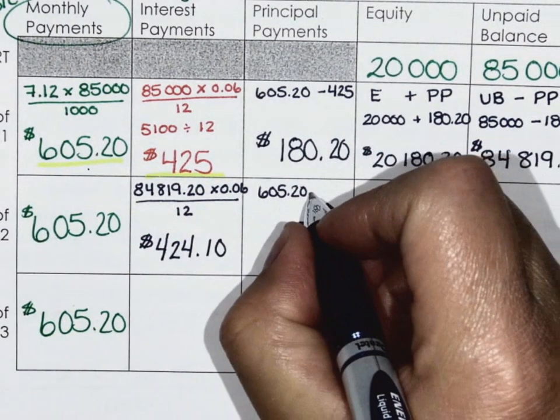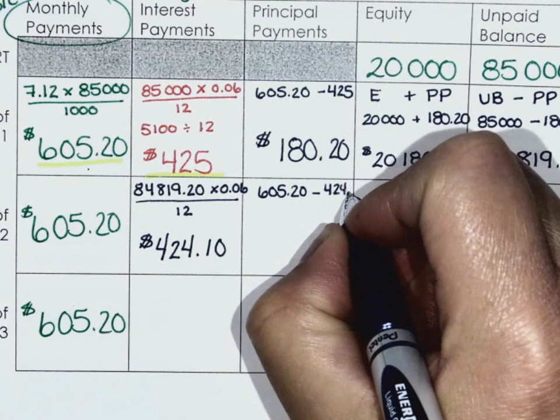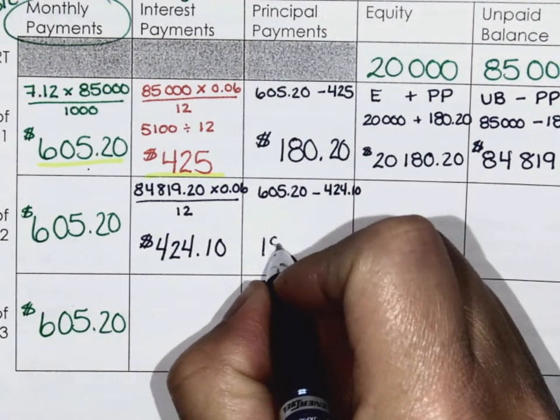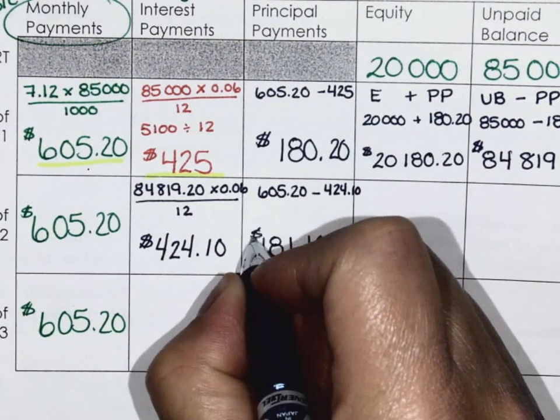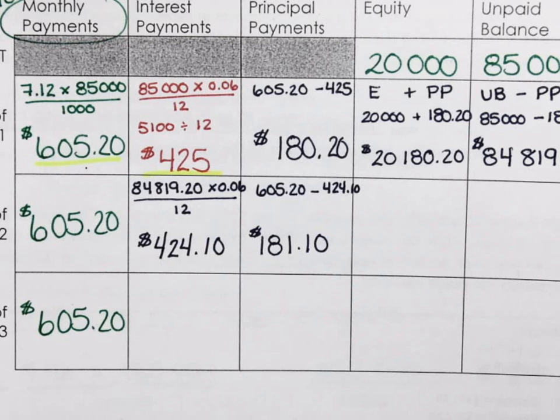And we're going to minus what we paid in interest, $424.10. I'm running out of room. And that gives me $181.10. So that's your principal payment. You're putting $181 onto the principal. You're paying down your loan by $181.